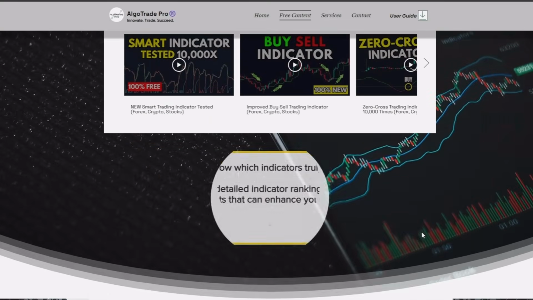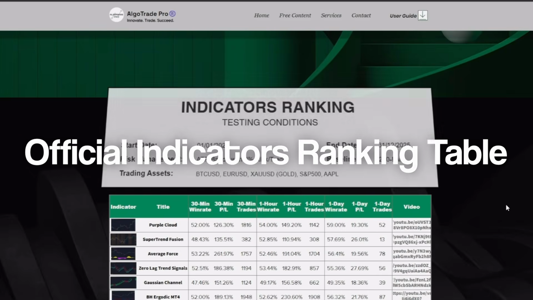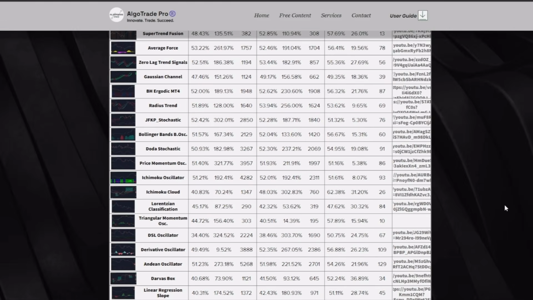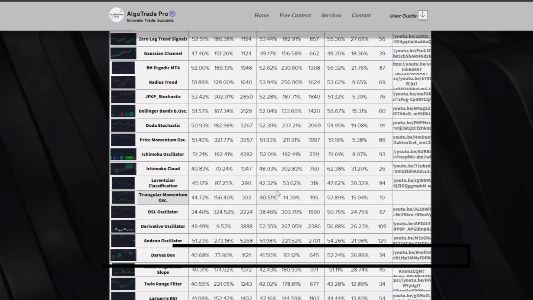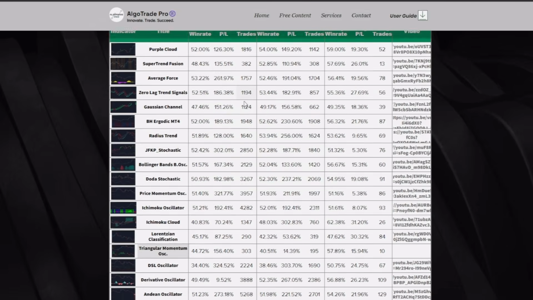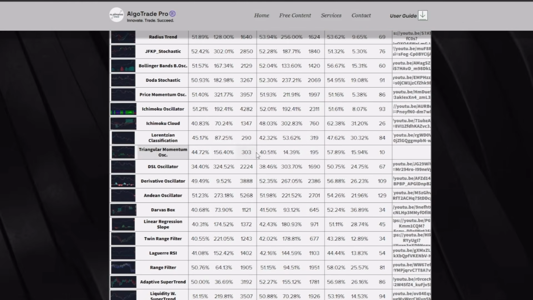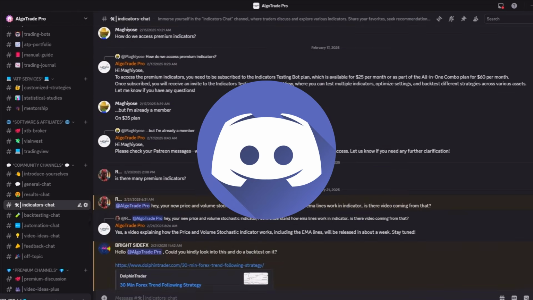And now let's place this indicator where it belongs. On the official indicators ranking table, the triangular momentum oscillator does not sit at the top. It's not a plug-and-play tool, and it's definitely not for beginners chasing fast signals. However, I'm placing it here on the table. Let me know if you agree down below or on our free Discord community.